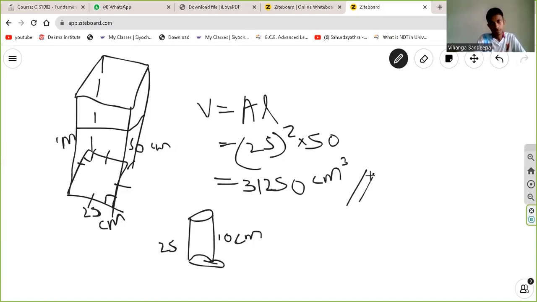So this volume equals to, I get the equation at this point, 25 into pi r squared h. Pi r squared h means the volume of a right circular cylinder, where h is 10.